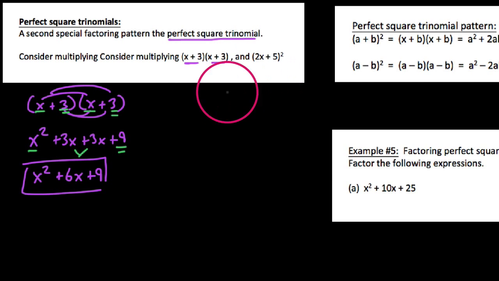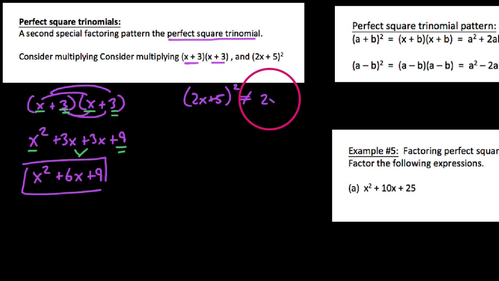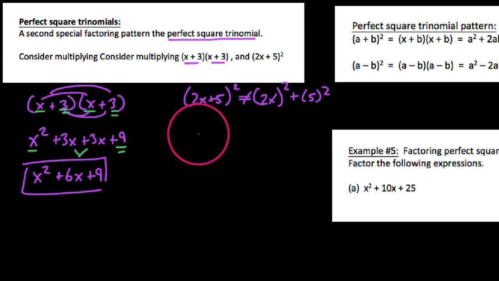So when we look at 2x plus 5 squared, let's be careful here. By the way, 2x plus 5 squared does not equal 2x squared plus 5 squared. That's a common mistake. What we need to do is write this out. When in doubt, write it out. We say 2x plus 5 times 2x plus 5. And let's look at what we get here.